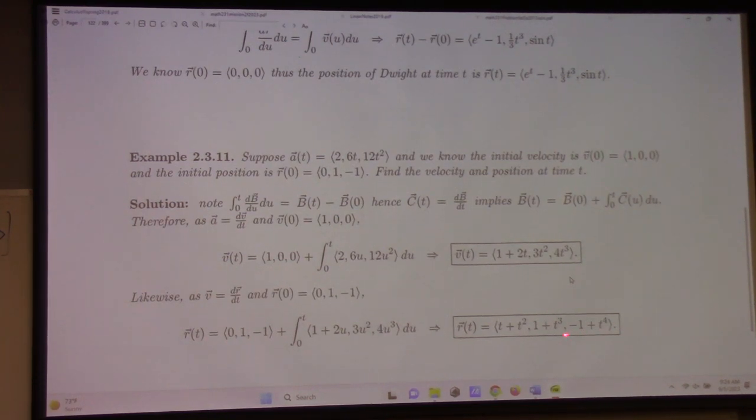So there's two ways to do this. The one way is to integrate like an indefinite integral and add a constant vector, then plug in the initial data to find the constant vector. You can do that. That's one way.